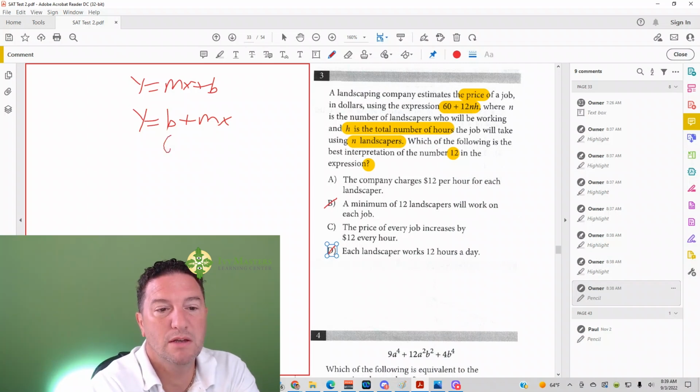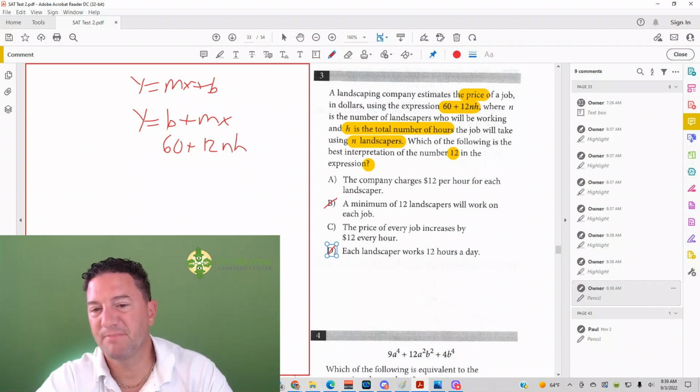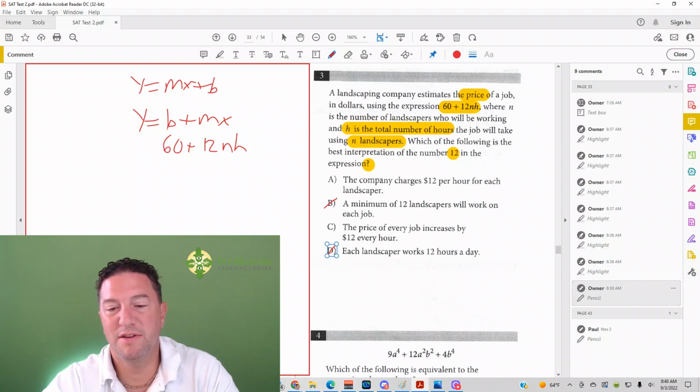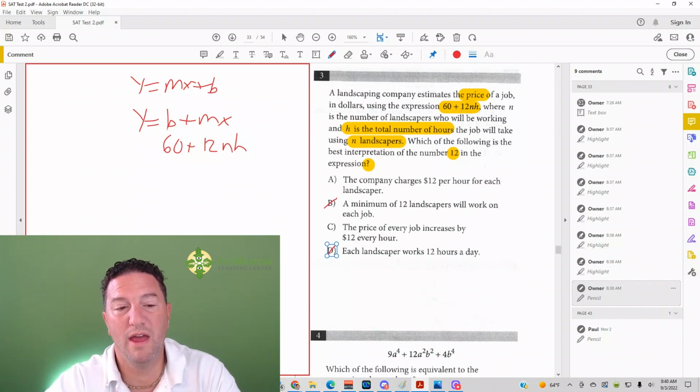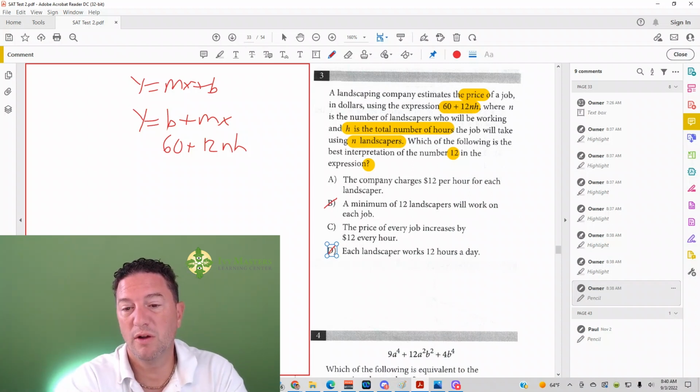So b plus mx is 60 plus 12NH. Now, it looks like our slope is 12 here, but instead of having just an x, we've got two variables. We've got an n and an h. They are the stand-ins for x, but what does that mean? That means the number of hours and the number of landscapers are both going to affect the price of this job. So the correct answer has to be $12.